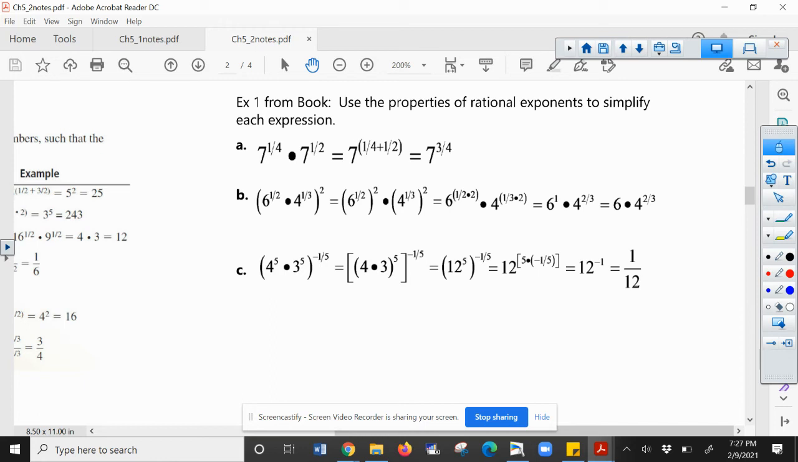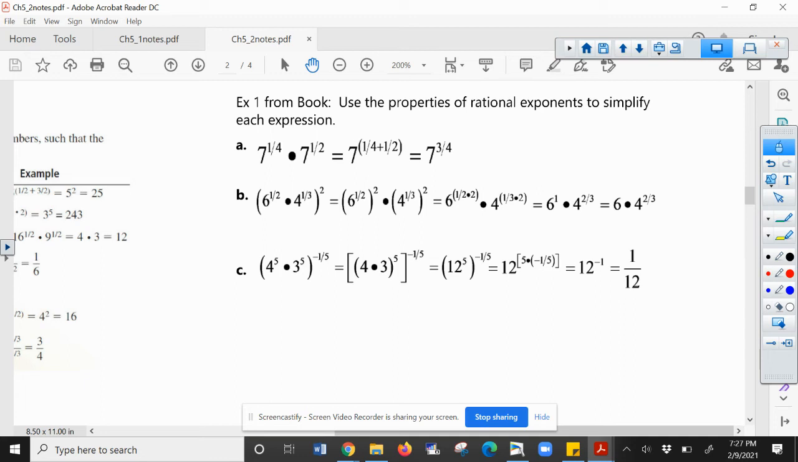It said, well, okay, if I'm doing 7 to the 1/4 times 7 to the 1/2, I've got to add those two exponents because it's a power times a power, right? So two numbers with the same base. But adding 1/4 and 1/2, you have to get a common denominator and all that. That's where it's 3/4. The next one here, 6 to the 1/2 and 4 to the 1/3, they don't have the same fraction, right? This is a 2 and this is a 3, and they don't have the same base.